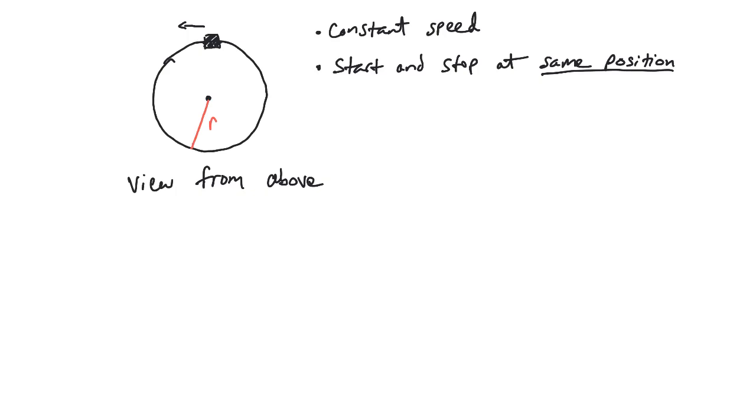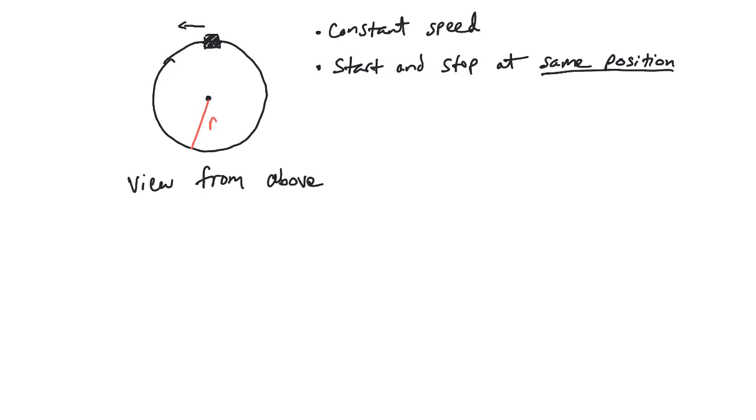All right, let's take a look at one final example. Here's a view from above. We're looking at a car, and it's traveling in a circle at constant speed. And it ends up stopping where it started. So it began right here at this position, goes all the way around at some constant speed, and it ends up stopping right there. I want you to do two things.